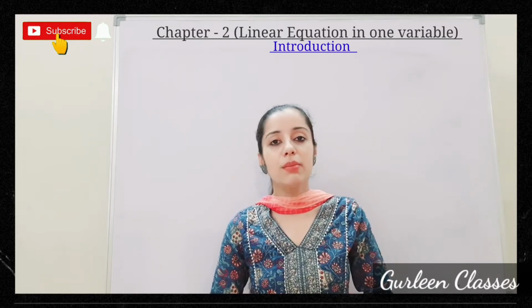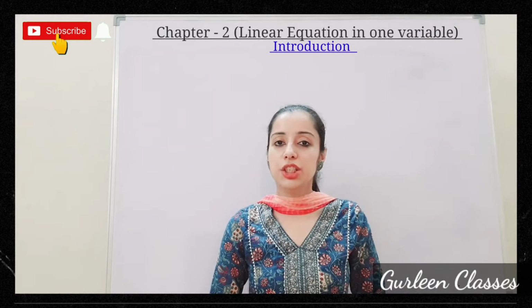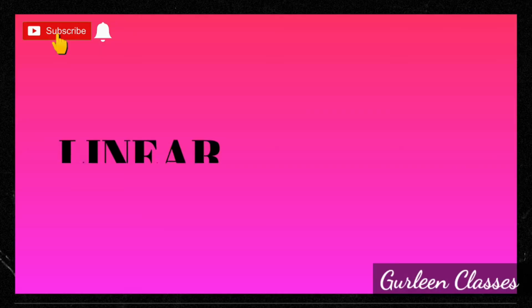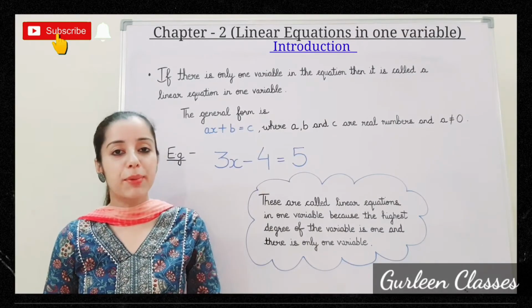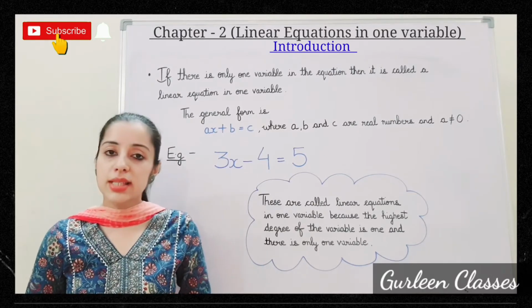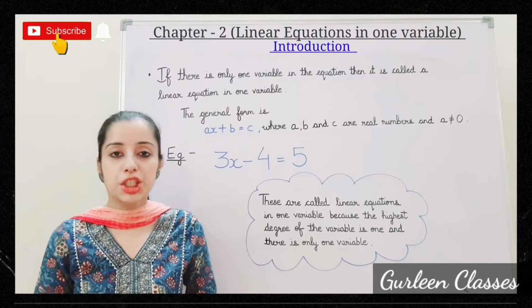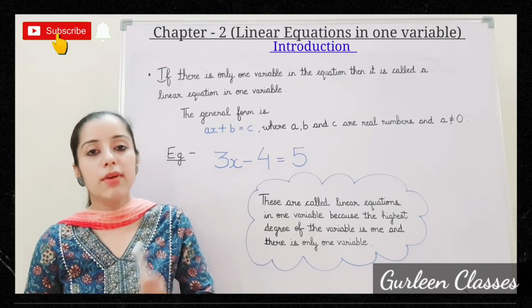Start with chapter number 2, linear equation in one variable. So let us start with the introduction and exercise 2.1, question number 1. So let's begin. So let us start with the introduction of chapter number 2, linear equation in one variable. So what does it mean? If there is only one variable in the equation, then it is called linear equation in one variable.